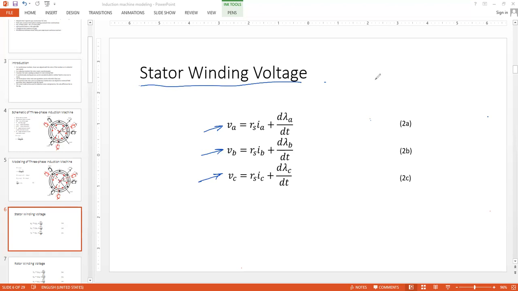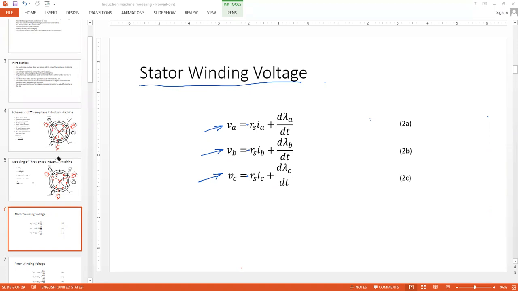The signs. For which one? RS IA, RS IB, RS IC, this should be minus. Yeah, this was minus. There was a minus because it was a generator. So the current was coming out of the machine. We assume that the current into the machine is positive, and the current out of the machine is negative. Because this is a motor.